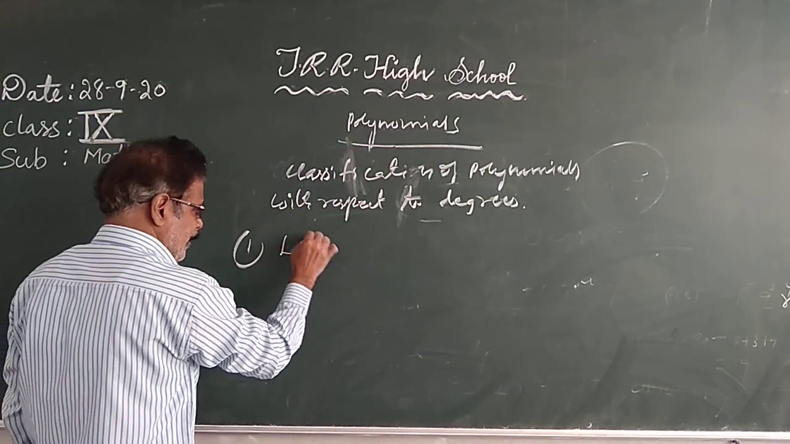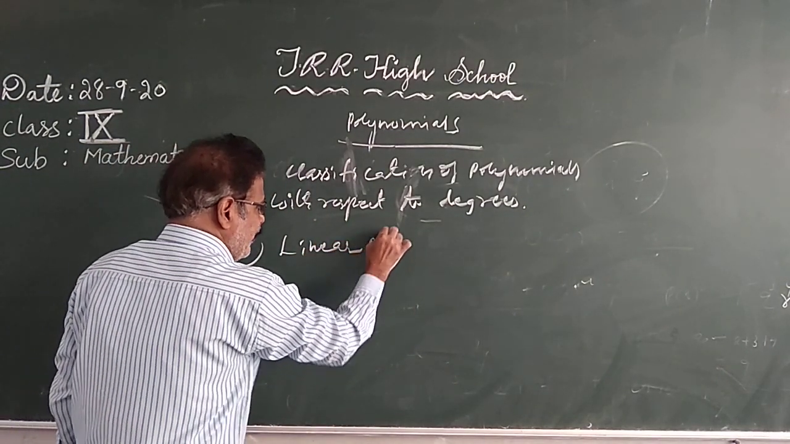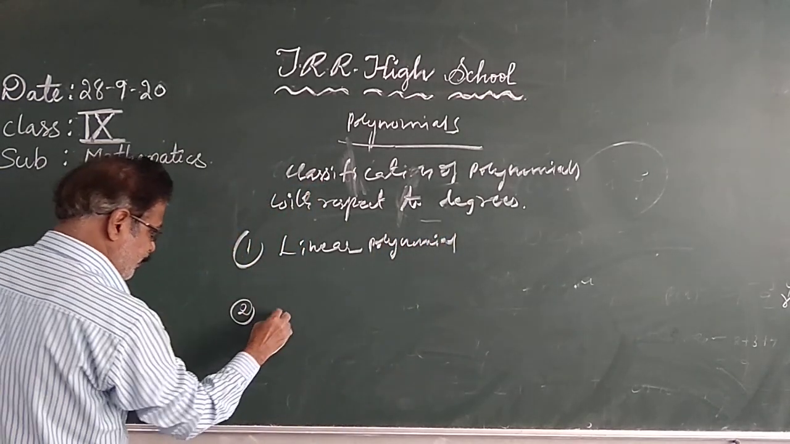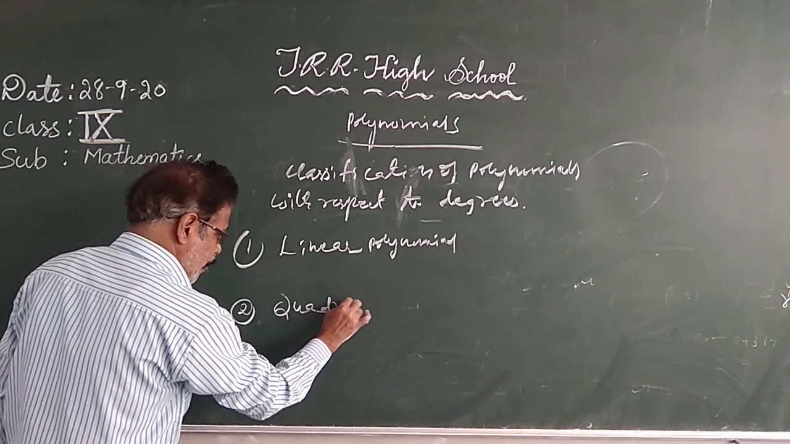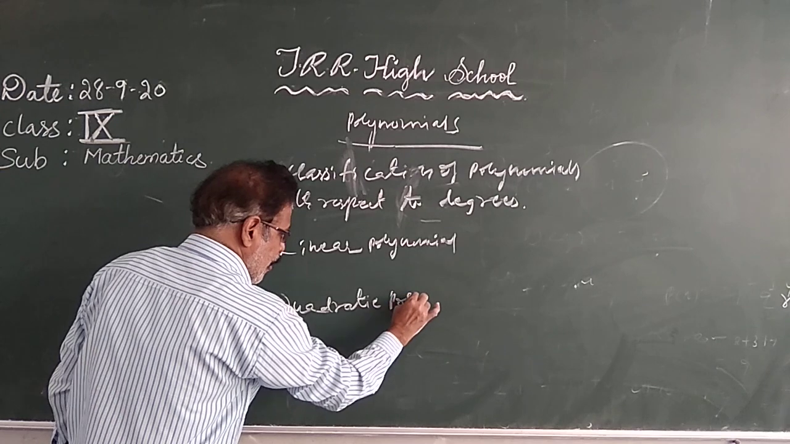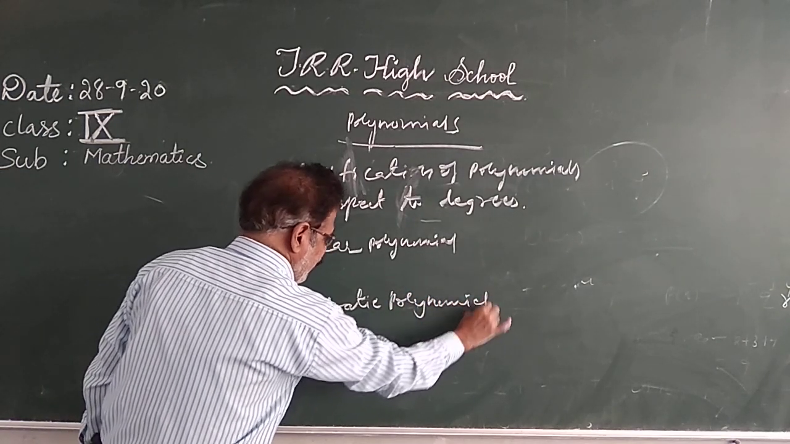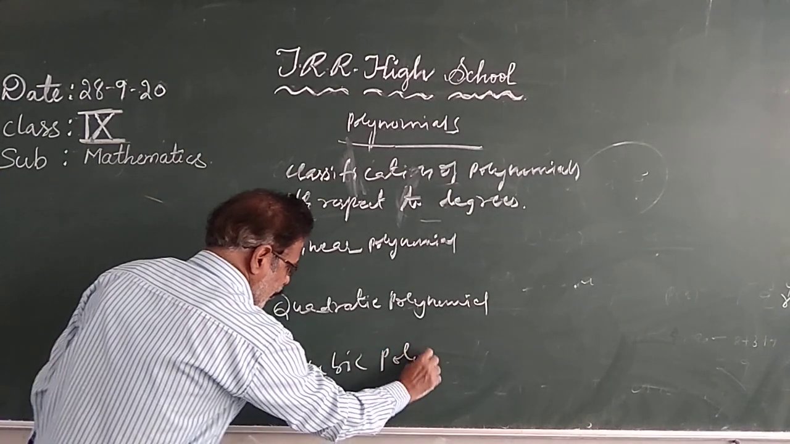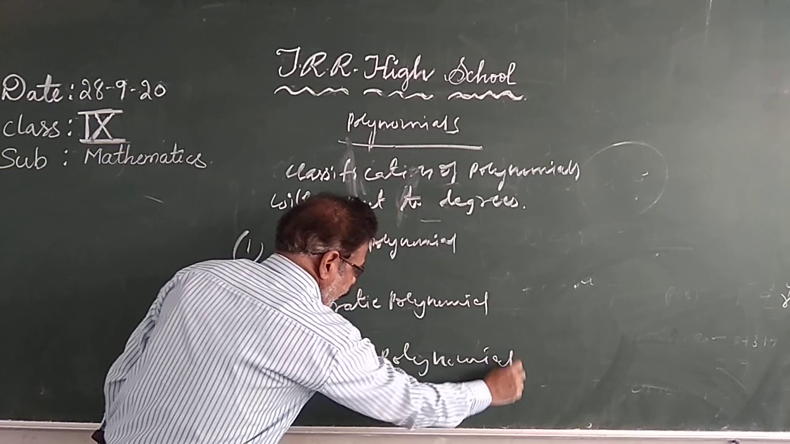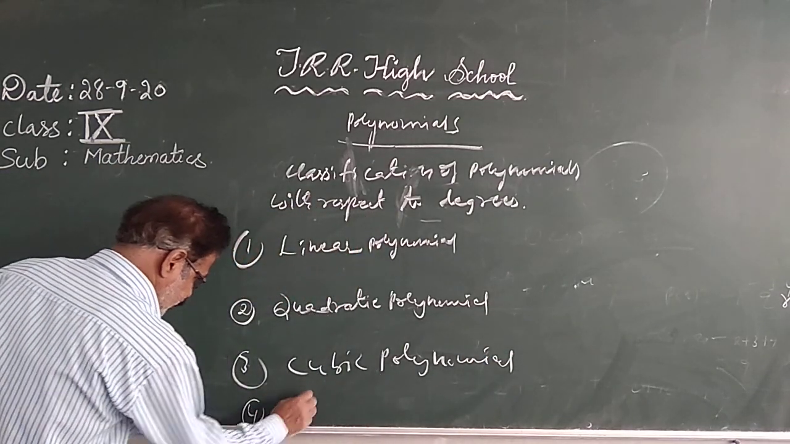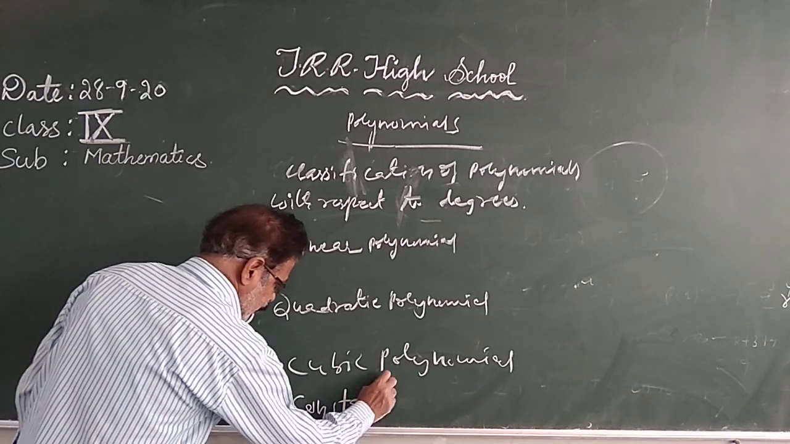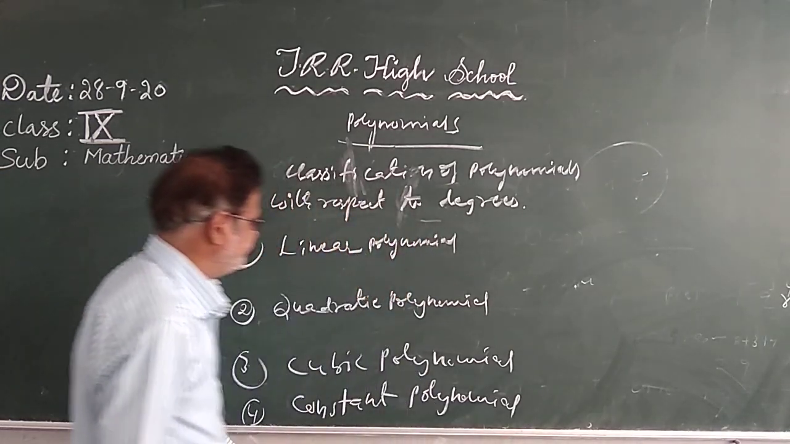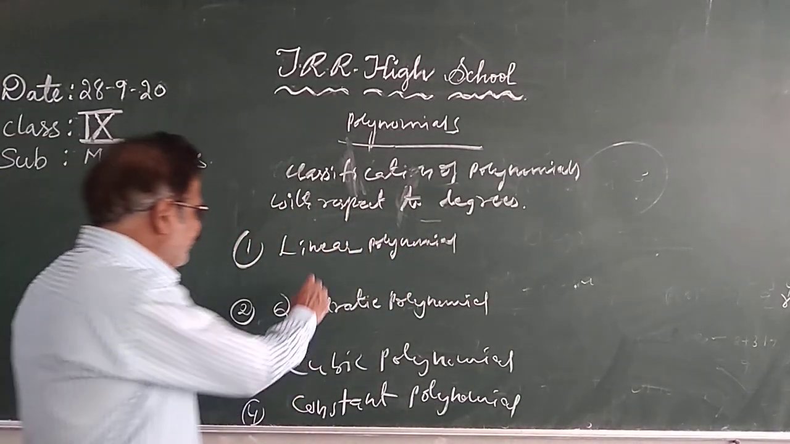First one, linear polynomial. Second one, quadratic polynomial. Third one, cubic polynomial. Fourth one, constant polynomial. Linear means the highest power will be 1.